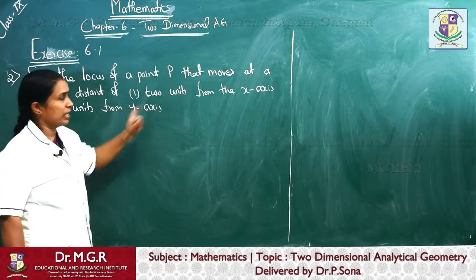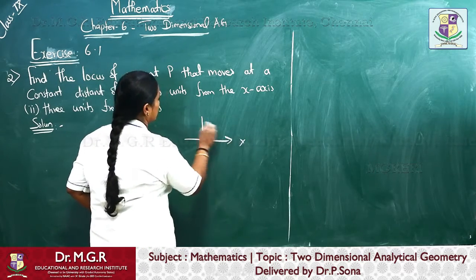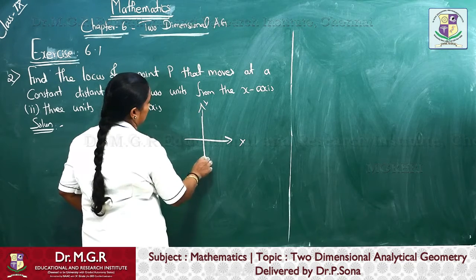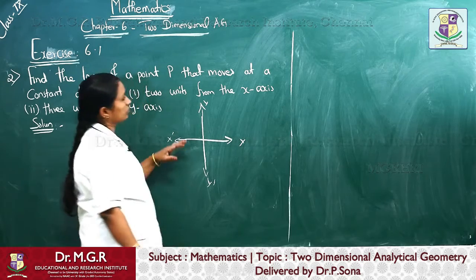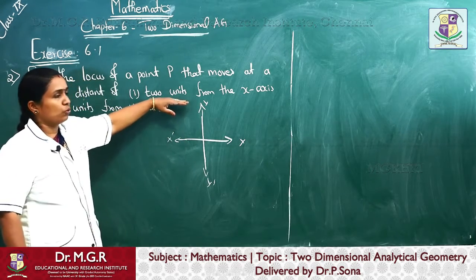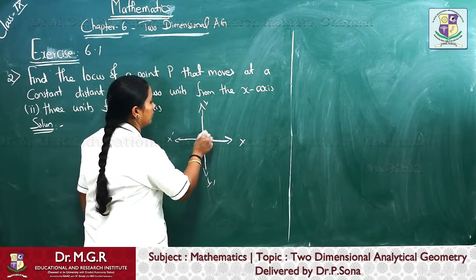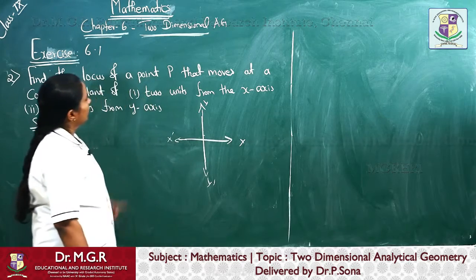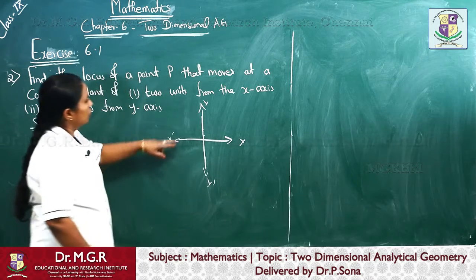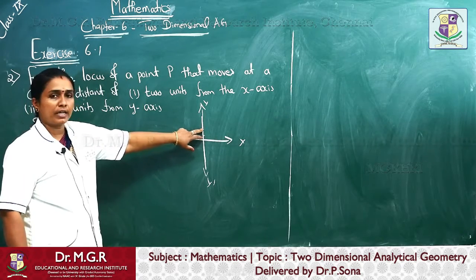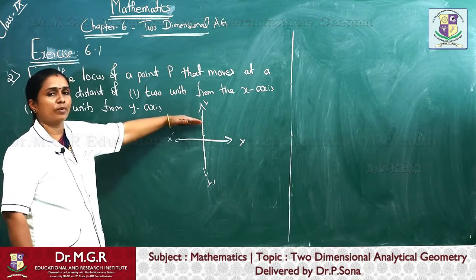So first subdivision, you see 2 units from the x-axis. We can consider this one the x-axis, this is the y-axis, y dash, this is x dash. So first you see 2 units from the x-axis. This is the x-axis, so we can take here 1, 2. Suppose this is the point y is equal to 2. So this point we can take, which is 2 units from the x-axis.